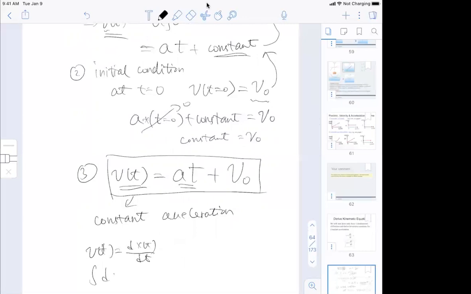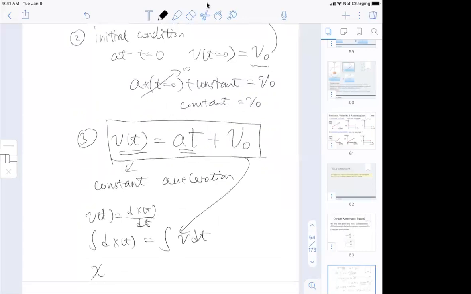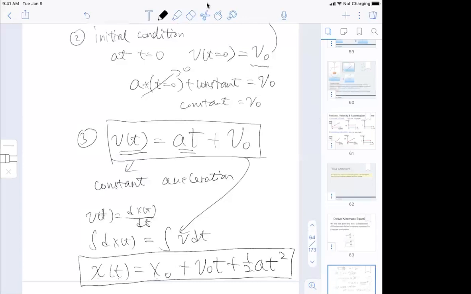So you can integrate. You can plug your v in here as a function, and you integrate, you get the x function. So I'm going to give you the results. x as a function of time is your initial position plus v naught t plus 1/2 acceleration times time squared. This is the other equation you have already seen.